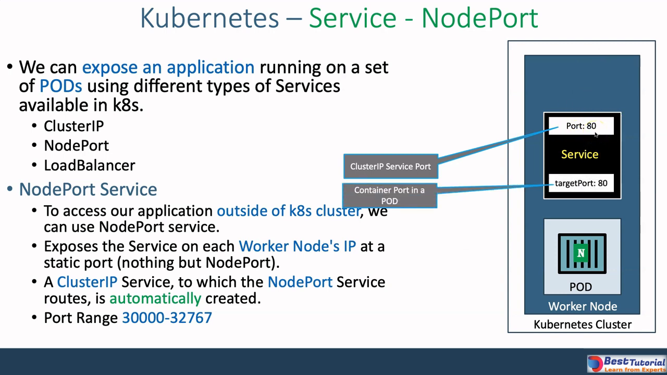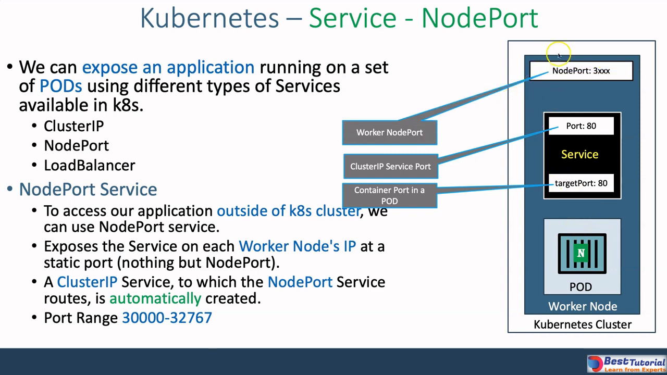The next thing is target port. In the service, you will have the definition called port, which is 80, the service port, and the target port. The target port is nothing but the container port in a pod, so this is your respective pod's port, pod port 80. And the next thing is worker node port, which is something from 30,000 to 32,767.